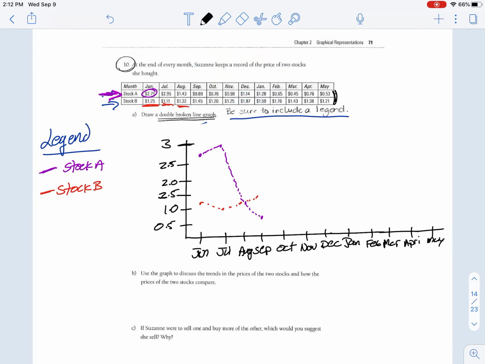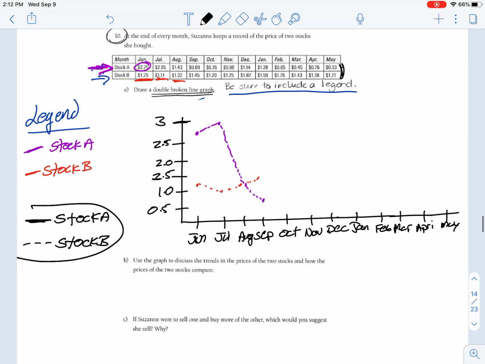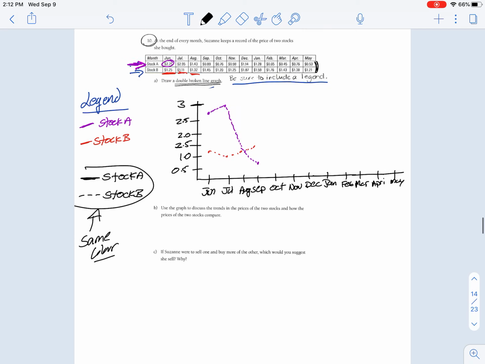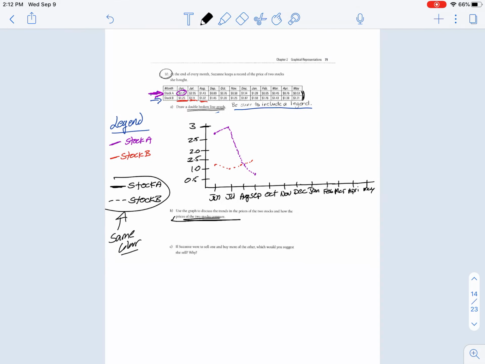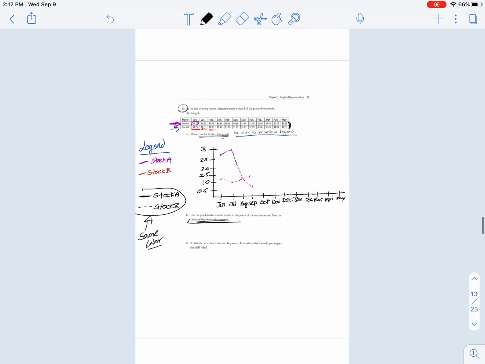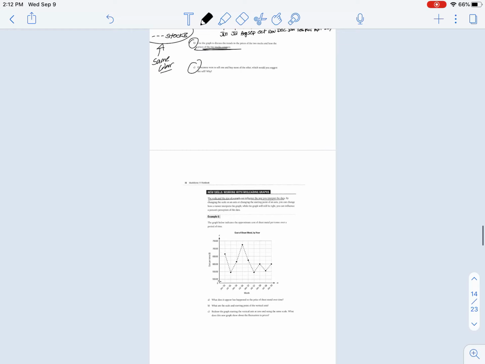If I had the same color pen, I would have done this. I'm gonna make a solid line for stock A, and then a slashed line for stock B. So if you have the same colored pen, that's what you would do. Okay, and then you can compare these two prices, so on and so forth. So that's something you should be able to do. You're gonna do B and C, and I want you to finish this graph on your own, okay?